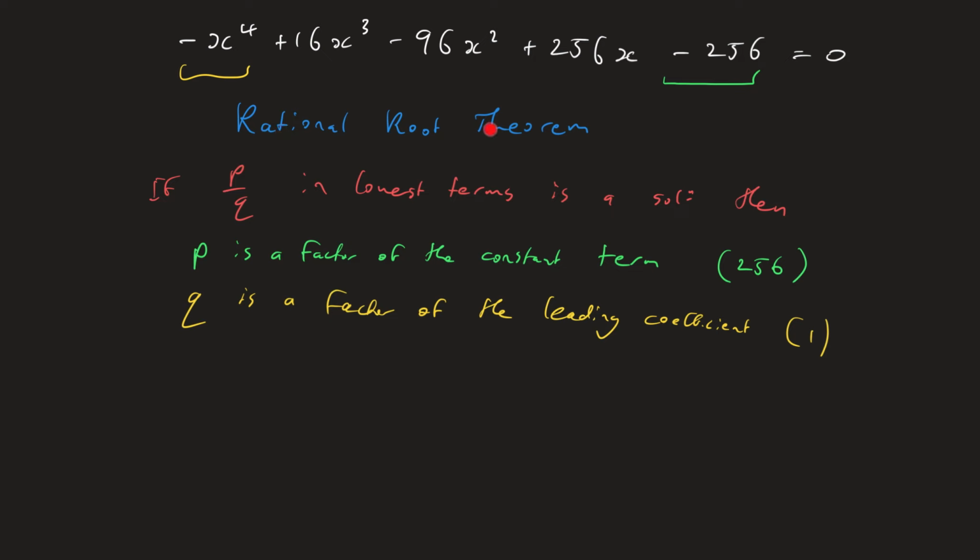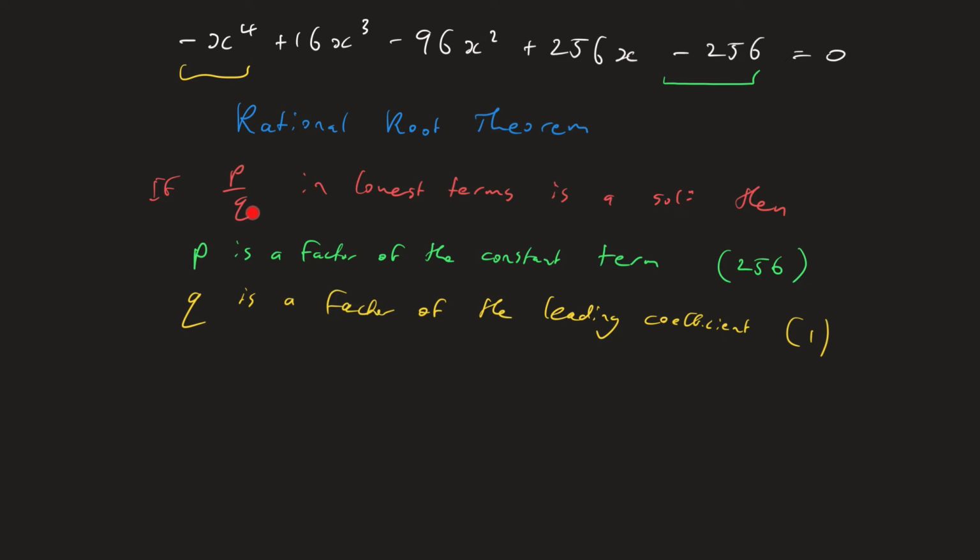The rational root theorem tells us that if P on Q is a rational solution, where P on Q is in the lowest terms, so there is no common factor between P and Q, then we must have that the numerator P is a factor of the constant term of the polynomial. Now for this we ignore signs, so we can think of this as 256.